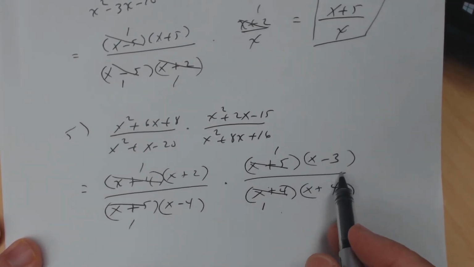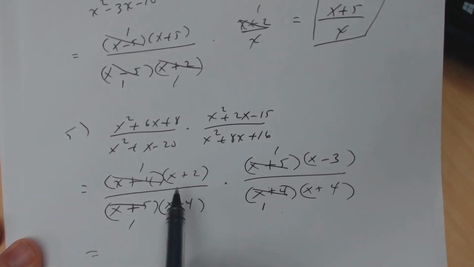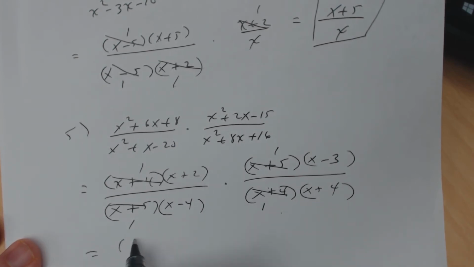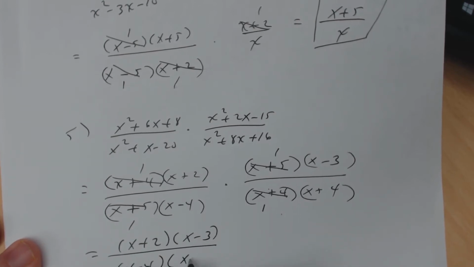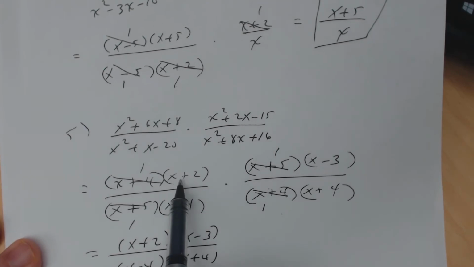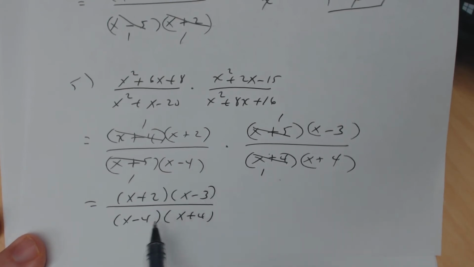The next factor is x minus 3. Does x minus 3 occur as a factor in the denominator? The answer is no. So then your answer is going to be, now leave them as factors. It'll be x plus 2 times x minus 3 divided by x minus 4 times x plus 4. So x plus 2 times x minus 3, because 1 times 1 is 1. And then over here, 1 times 1 is x minus 4. 1 times x plus 4 is x plus 4.